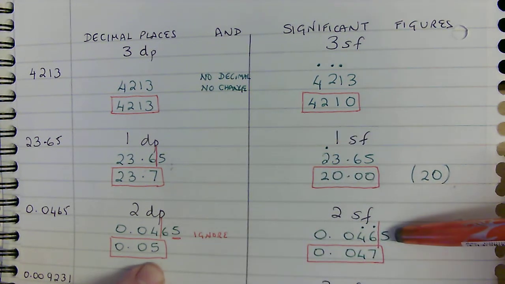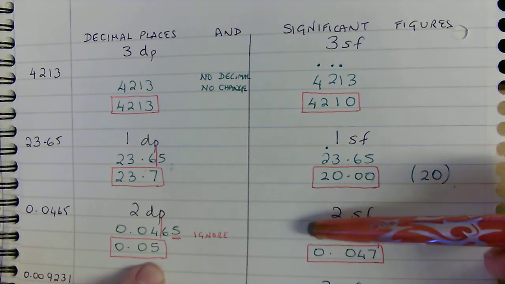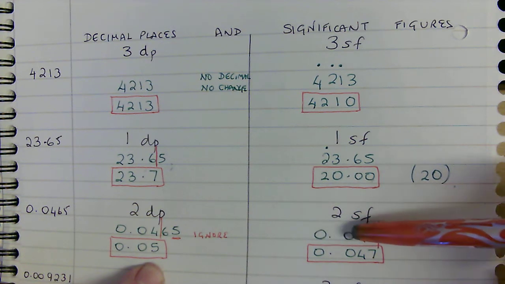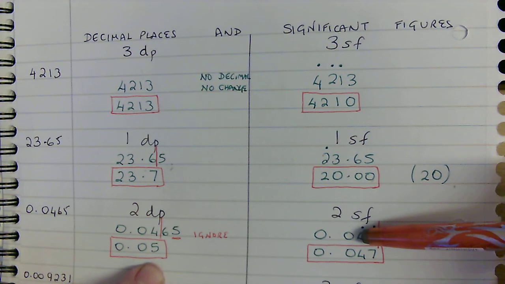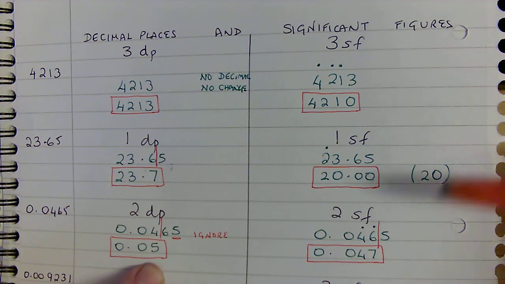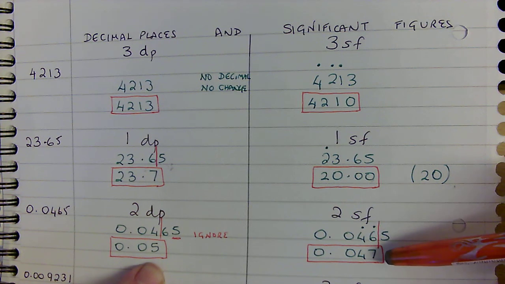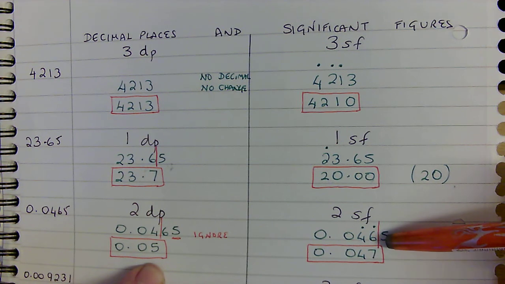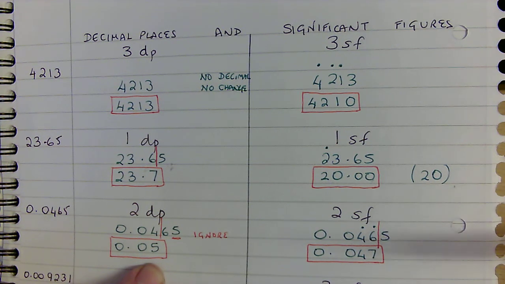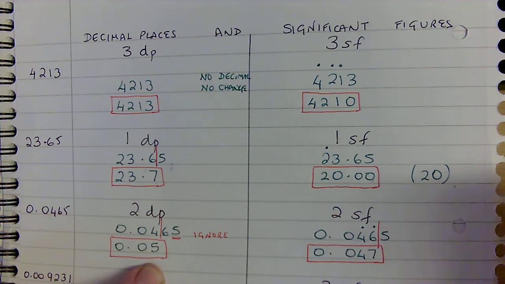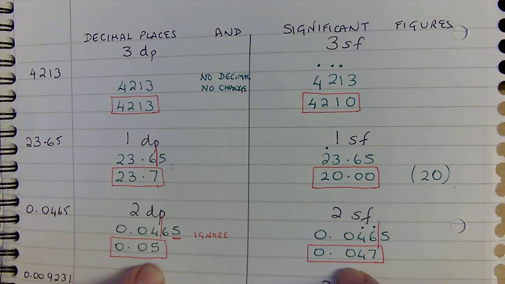Now for significant figures, we must count from the beginning of the number, but we must ignore what we call leading zeros. So we don't start counting significance until we reach the first non-zero digit. And in this case, that's the 4. So I've put dots over the 2 significant figures, and that's the cut-off point. And the question is, does the next digit affect the previous one? And the answer is yes, it does. And so that 6 becomes a 7. And so to two significant figures, it's 0.047.